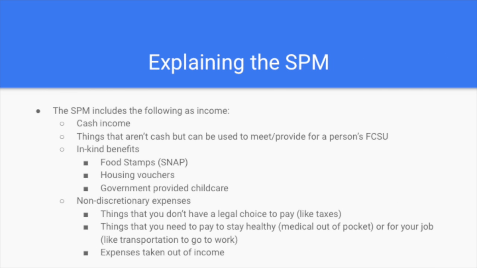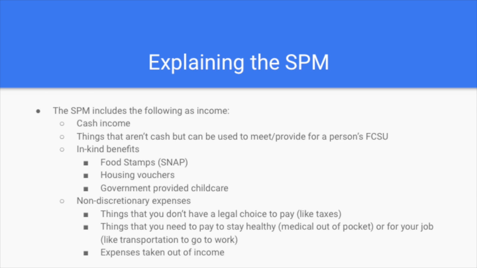Further explaining the SPM. The SPM includes the following as income: cash income, like the OPM, things that aren't cash but can be used to meet or provide for a person's FCSU, in-kind benefits, which include food stamps, which can also be referred to as SNAP, housing vouchers, and government-provided childcare. These are all things that help people make ends meet.